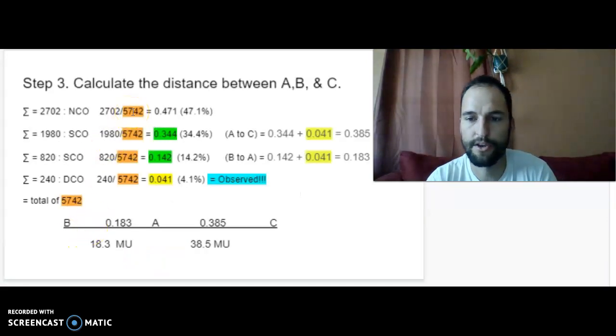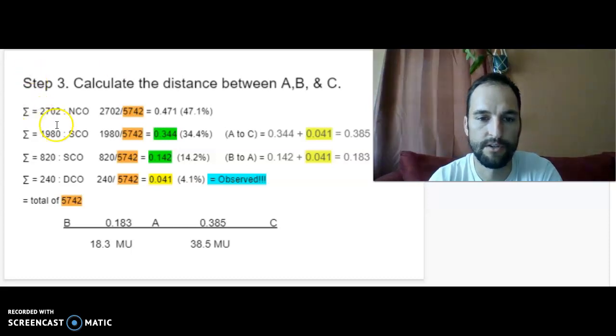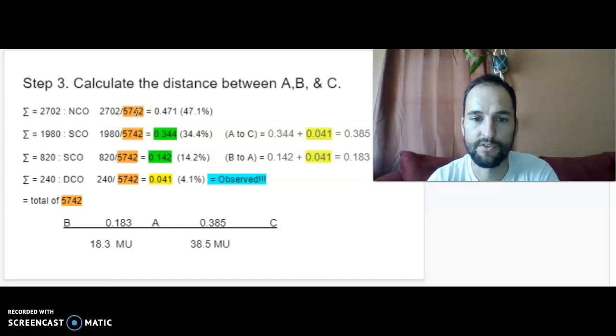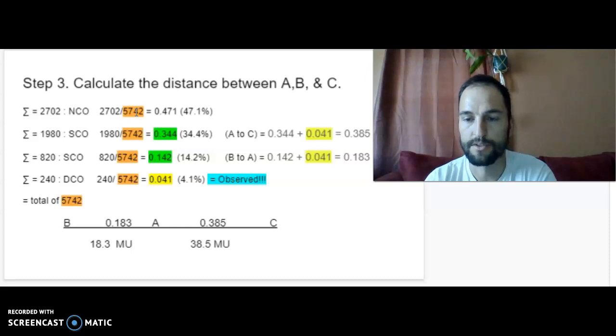Next thing we want to do is calculate the distances. We use the numbers that we attained from before, and we're going to add all of those up, and we're going to get a total of 5,742. What we want to do is find out what each of those numbers is as a percentage of the whole. So it's going to basically give us the total of 100%.